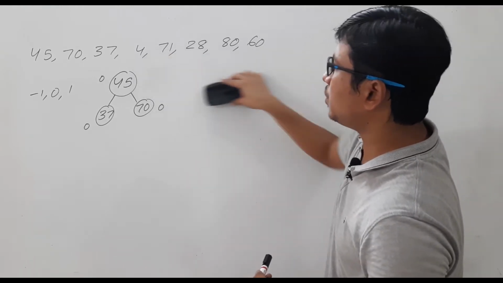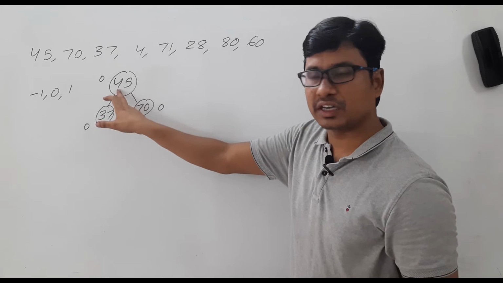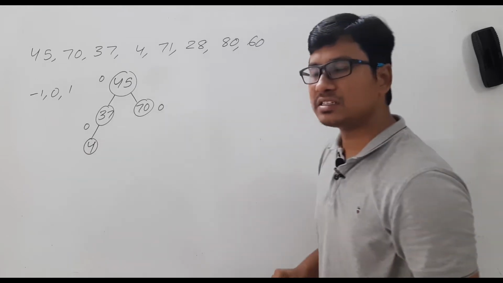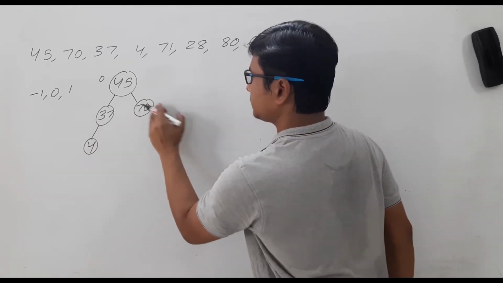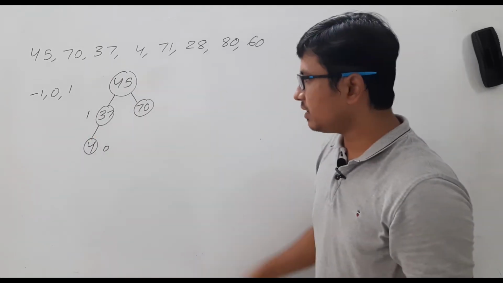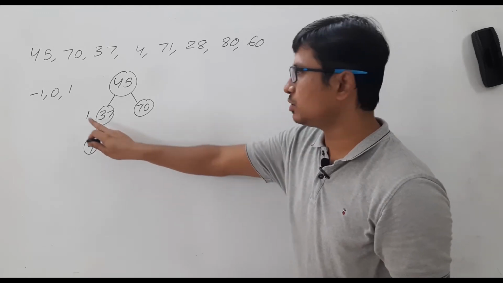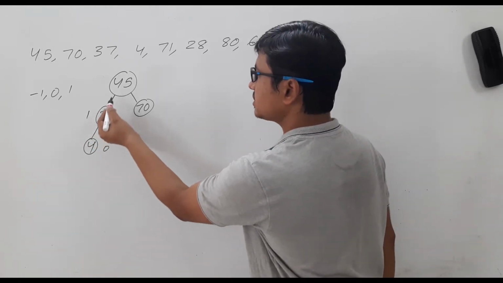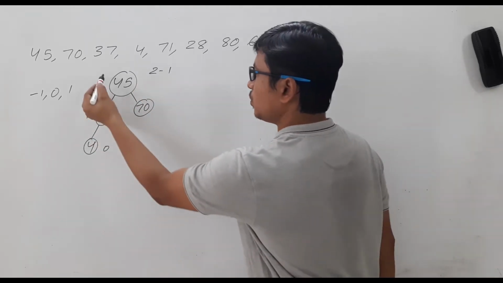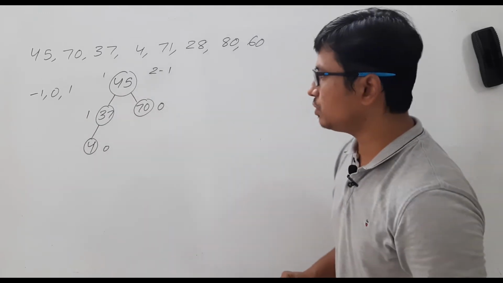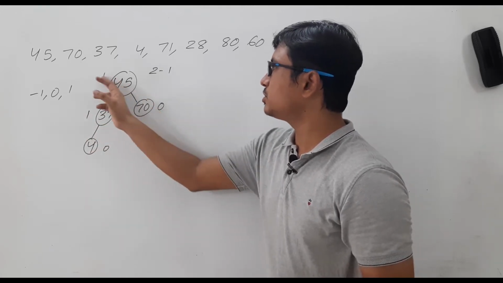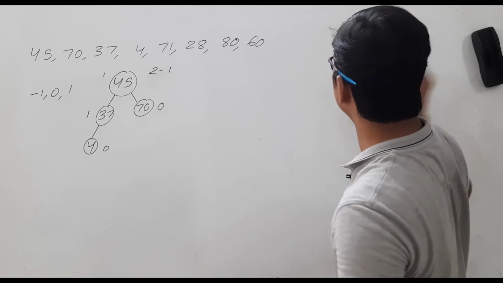Okay, now next you want to insert 4. 4 is less than 45, less than 37, so you will insert here. Now you compute the balancing factor of each node. Now this one is 0, this one is 1. Why? Height of the left subtree is 1, right subtree is 0, 1 minus 0 is 1. For this one, height of the left subtree is 2, height of the right subtree is 1, so 2 minus 1 is 1, and this one will be 0. So still all the balancing factors are in the range from 0 to 1, so I can say that it is an AVL tree.